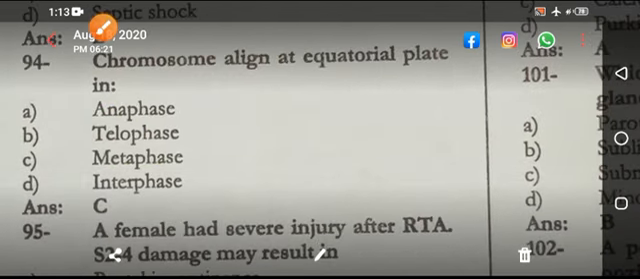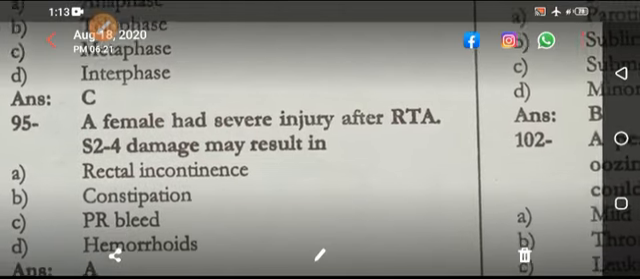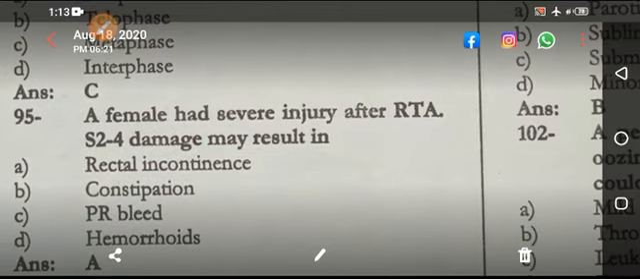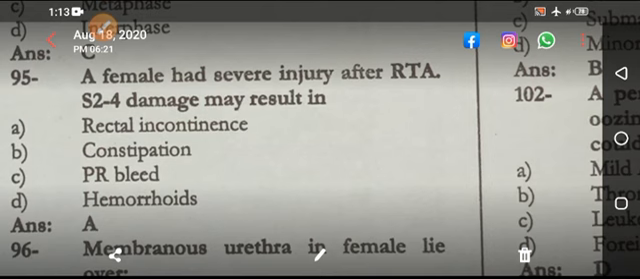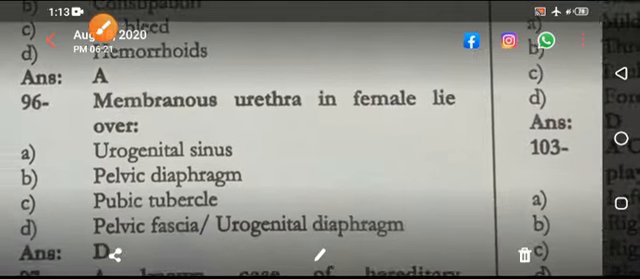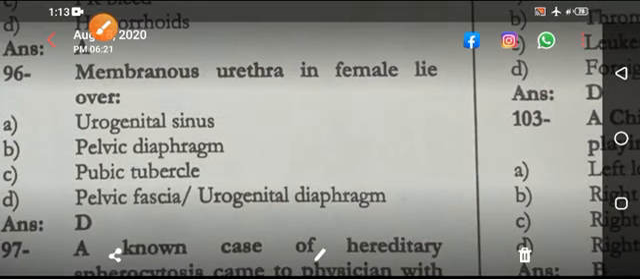Chromosomes aligned at the equatorial plate in metaphase. A female had severe injury after RTA. It caused rectal incontinence and urinary incontinence, both. Answer is A. Membranous urethra in female lies over the pelvic fascia or the urogenital diaphragm. Both are the right answer.